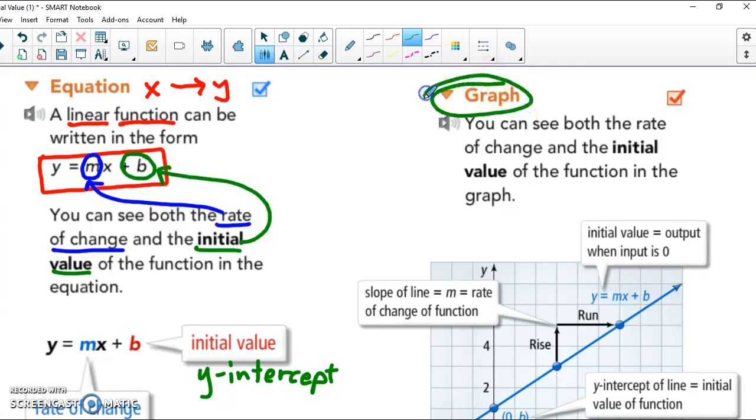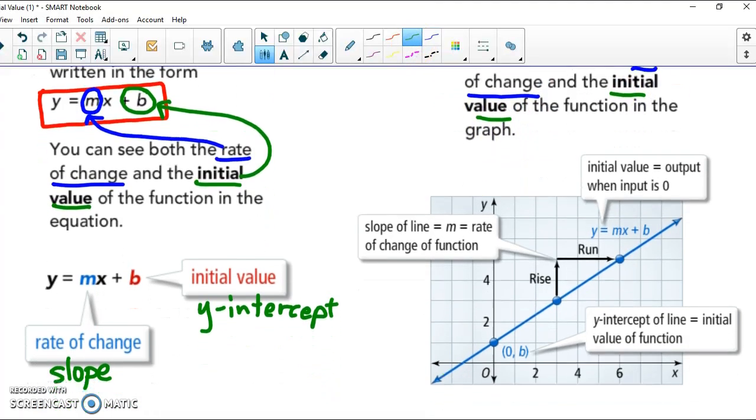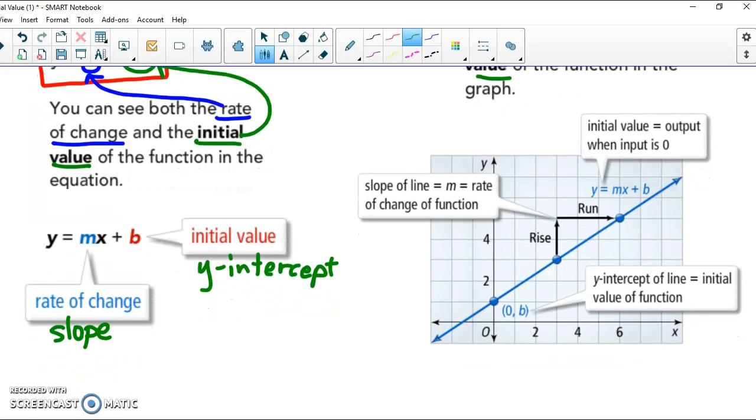So let's check out the graph. We can also see both the rate of change, or my slope, and the initial value of the function when we look at the graph. So let's check out this graph. Here's my line. I'm going to trace over it in blue. This is the graph of a linear function.